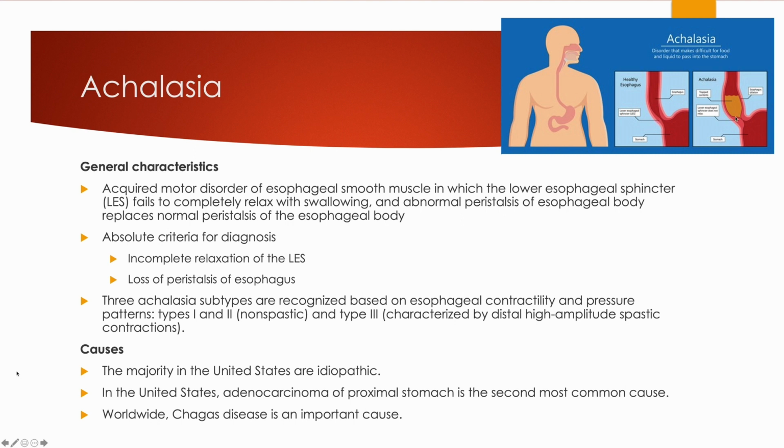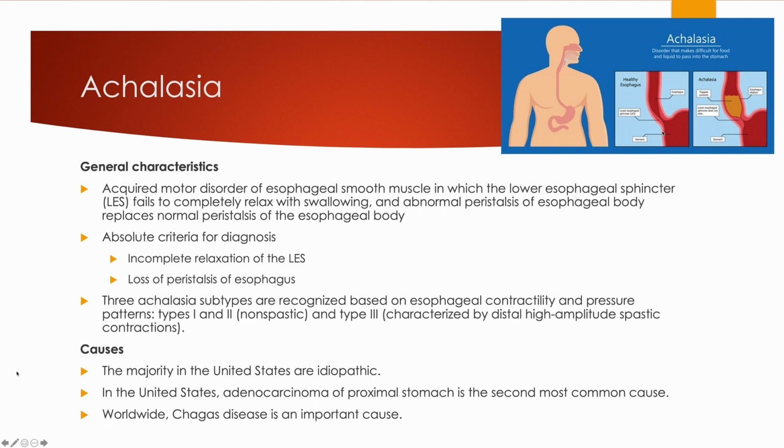So you get dilation of the distal esophagus, the esophagus just proximal to the lower esophageal sphincter, and you get this tightening here. So if you can imagine, neither solids or liquids have an easy time passing through here and into the stomach.